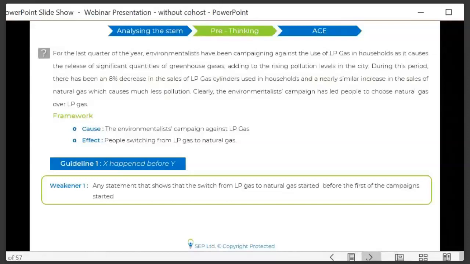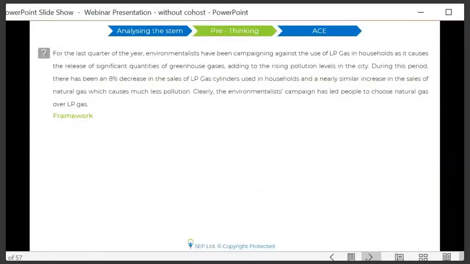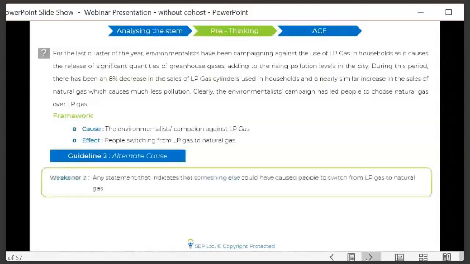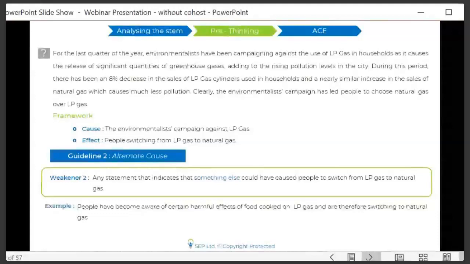All right? Then following guideline two, that is, we find an alternate cause to weaken the causality. Here, a weakener would be any statement that indicates that something else could have caused people to switch from LP gas to natural gas. Say, for example, people have become aware of certain harmful effects of food cooked on LP gas and are therefore switching to natural gas. Or you could have a weakener which says the supply of LP has been significantly reduced due to some reason and people have to now buy natural gas, and that is why they have switched. So you come up with a couple of weakeners here as well.